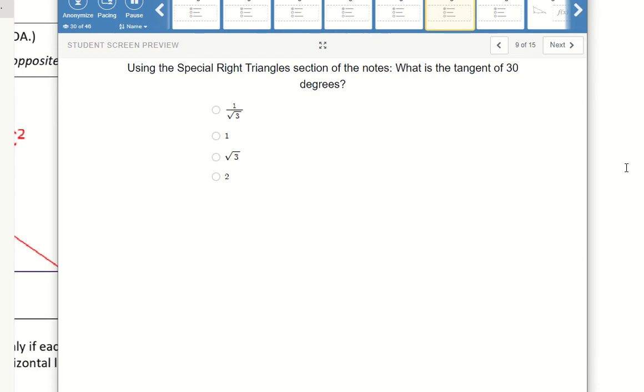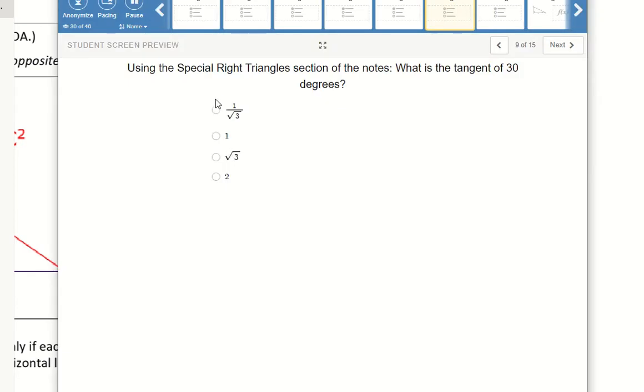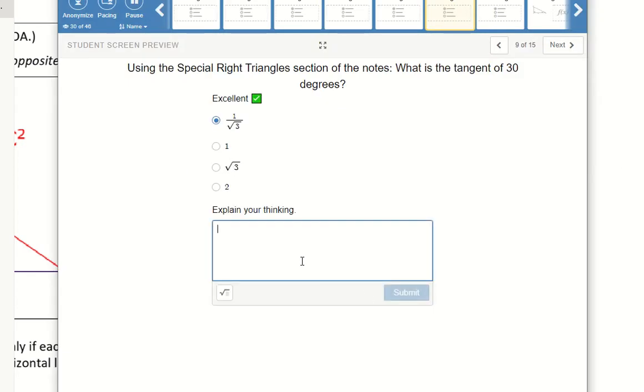What is the tangent of 30 degrees? So looking back at this triangle, opposite over adjacent is going to be 1 over root 3. Another way to write that would be to rationalize the denominator. You'd multiply both the top and the bottom by the square root of 3, and you'd get root 3 over 3. But I didn't put that as an option. So it's 1 over root 3. Again, tangent equals opposite over adjacent.